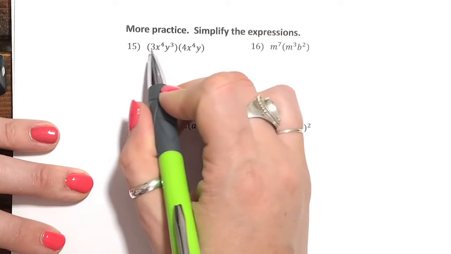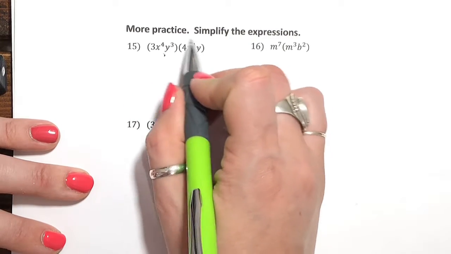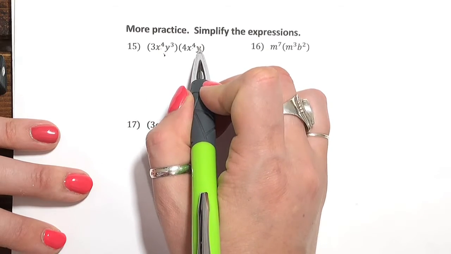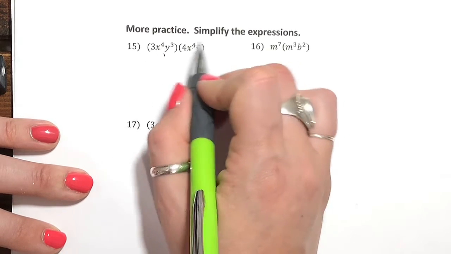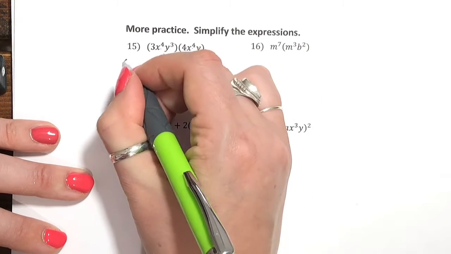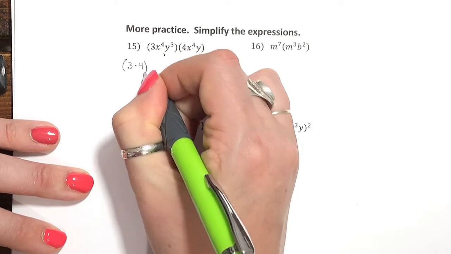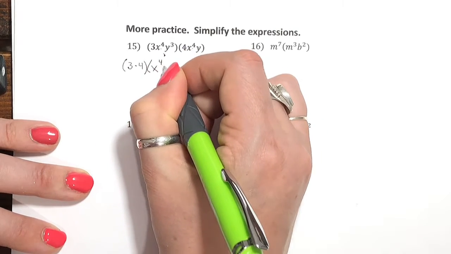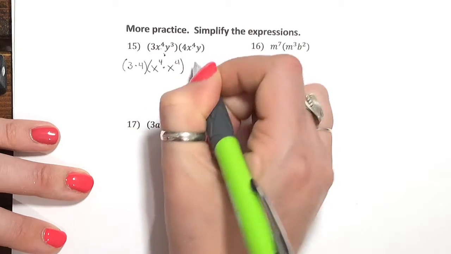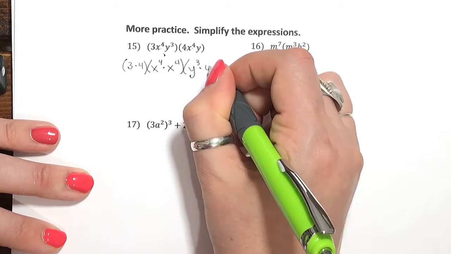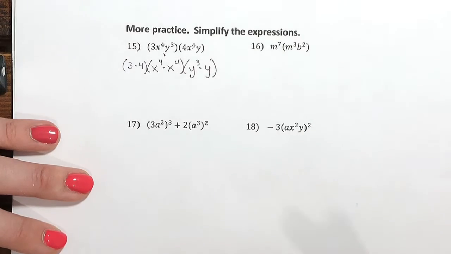So on this one, we have one group times another group. Notice we have numbers, x's, and y's. I like to break them up into their like terms. So let's do our numbers first. I'm going to do 3 times 4 in a group. And then I have x to the 4th and x to the 4th again. So I have x to the 4th times x to the 4th in a group. And then let's do our y's. We have y cubed times y. And then you just go and simplify each group.